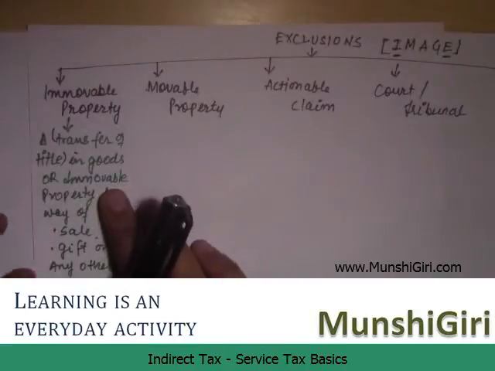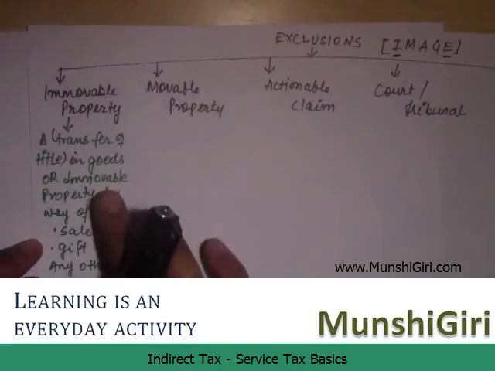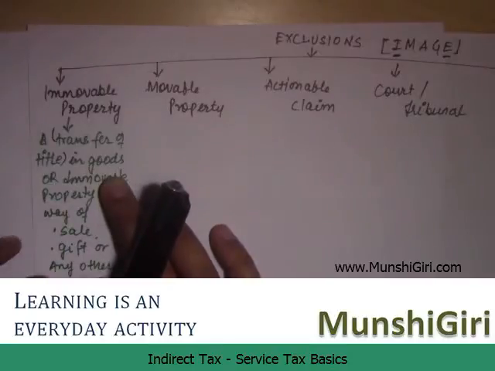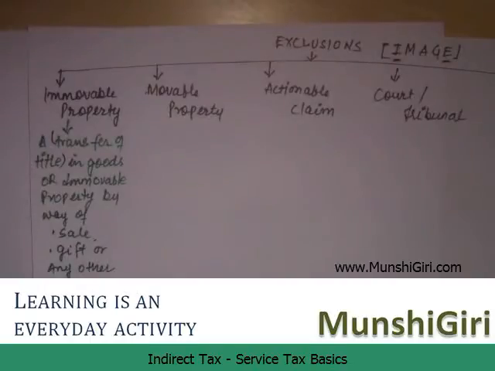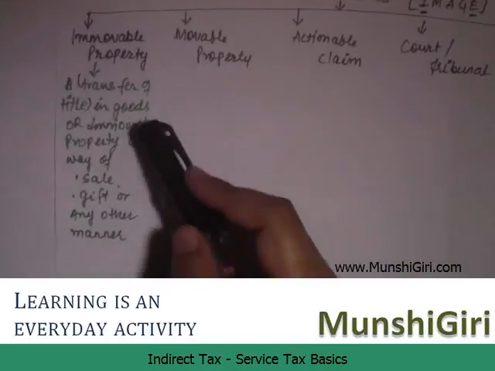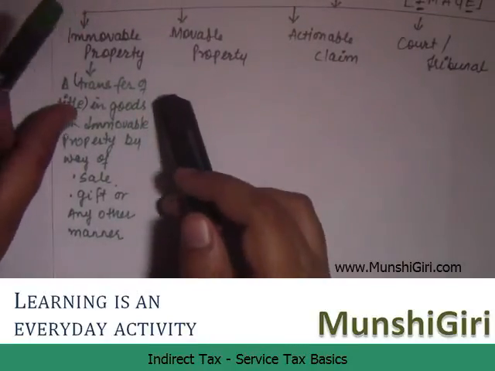Next is goods. Goods are defined as every kind of movable property, and this includes securities, growing crops, grass, and things attached to or forming part of land which are agreed to be severed before sale or under contract of sale. Now the word securities has the same meaning as has been assigned under the Securities Contracts Regulation Act 1956. This was about goods. Now we have discussed transfer of title, we have discussed goods.